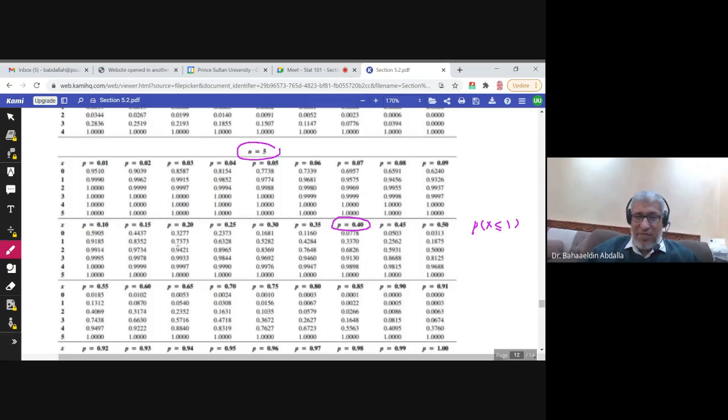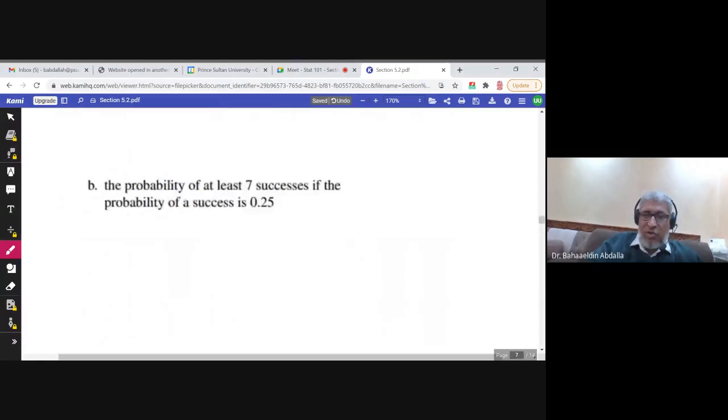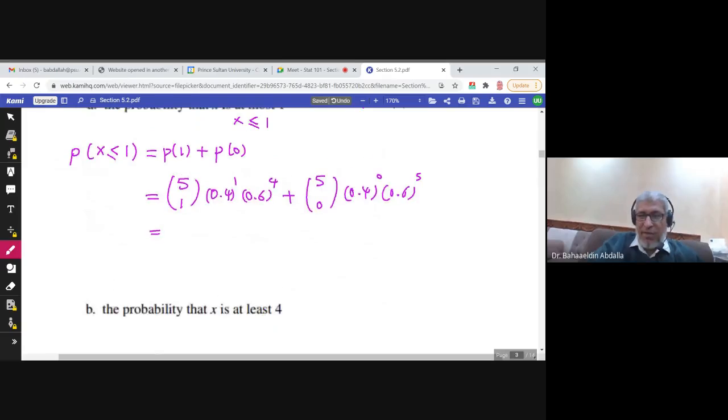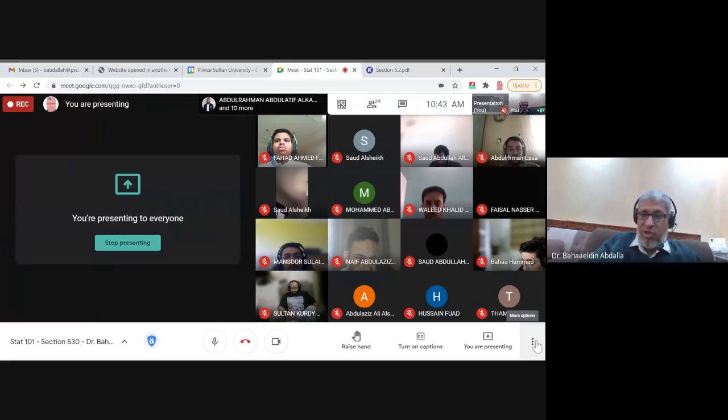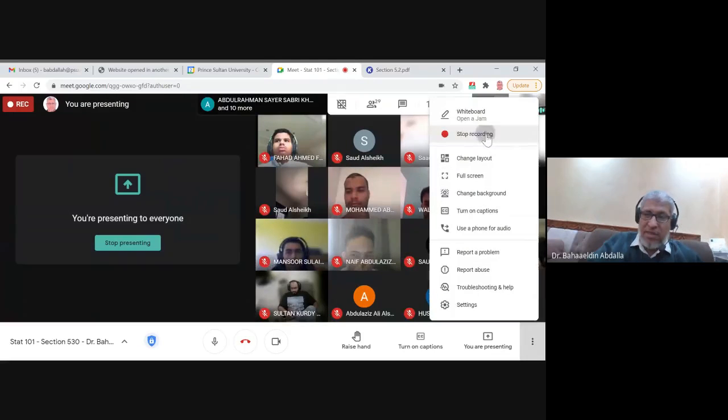So the probability of x less than or equal to 1, this is 1. Where is the answer? The answer would be 0.337. So this table gives you the answer quickly. So the answer here should be 0.337. Please check it at home. Add these two probabilities and check that the answer is 0.337. I will stop here. That's all about the binomial distribution, but we will solve many exercises next lecture.